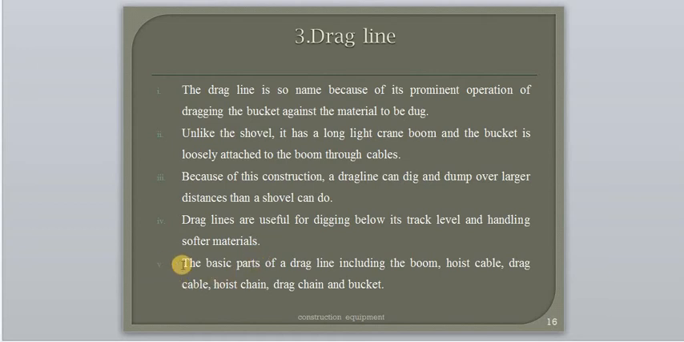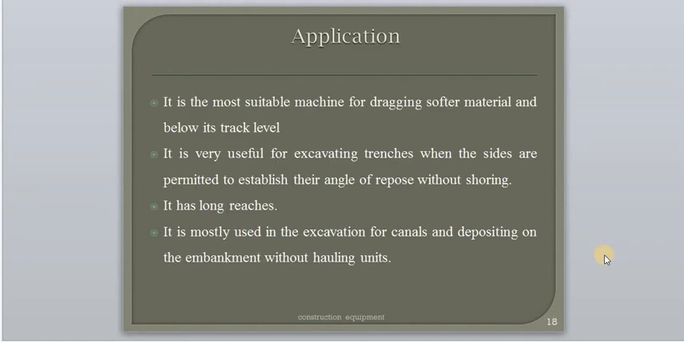The fifth point is the basic parts of the drag line. The boom and the various other parts are already listed here. For applications, it is the most suitable machine for dragging soft materials and for work below its track level. It is very useful for excavating trenches when the sides are permitted to establish their angles of repose without shoring. It also has a long reach. It is mostly used in excavations for canals and depositing on embankments without hauling units.